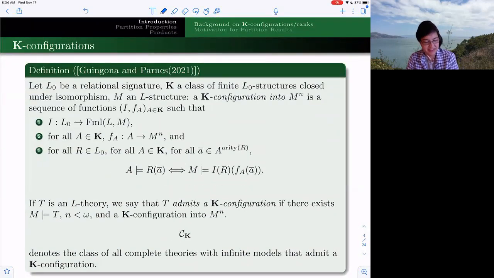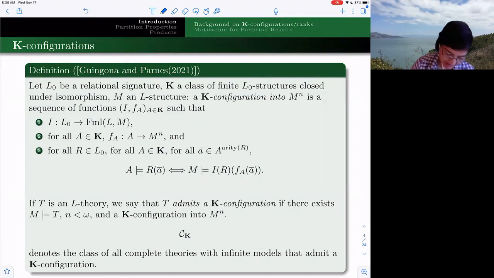Okay, so here goes. The K configurations. The definition in this form is in Vince and Miriam's prior paper, which is also available on arXiv. The K configuration is basically supposed to capture an encoding of the finite structures in K somewhere definably in the structure M. As you can see, it's very much related to dividing lines. Do we admit a definable order? Do we admit a definable graph relation?